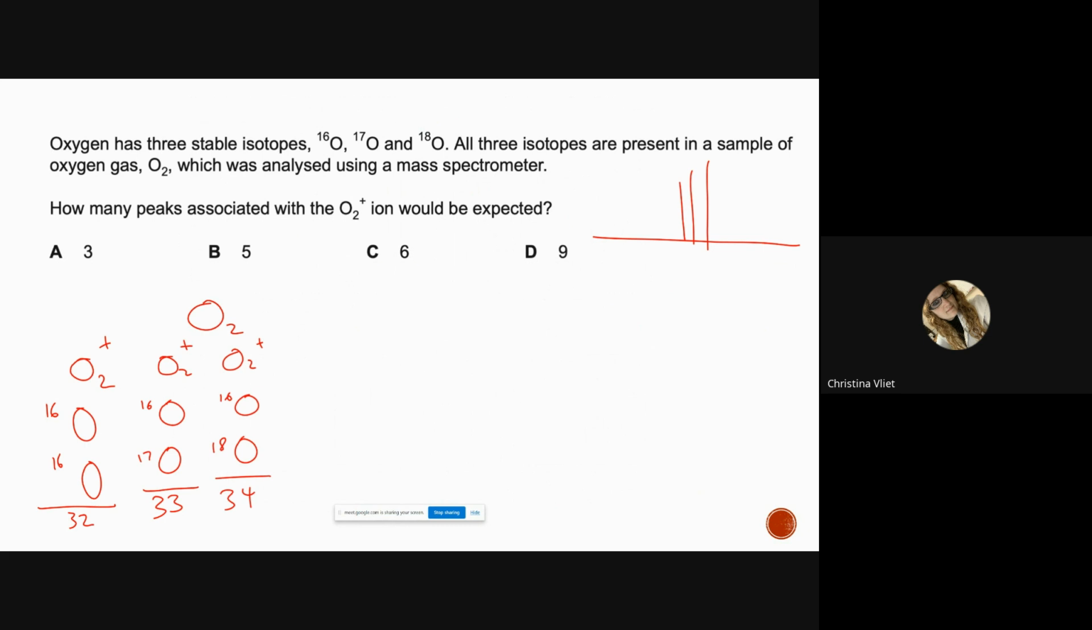Let's keep going. It's asking again, how many peaks would you expect? So the way to understand this is: how many different masses could there possibly be? Let's continue. We've exhausted 16 here, so let's look at 17. Let's say this first one is 17. If you do 17 and 16, what does that add to? We already got that. If we got 17 and another 17, what does that add to? We already got that. That's already going to show up on the spectrum.